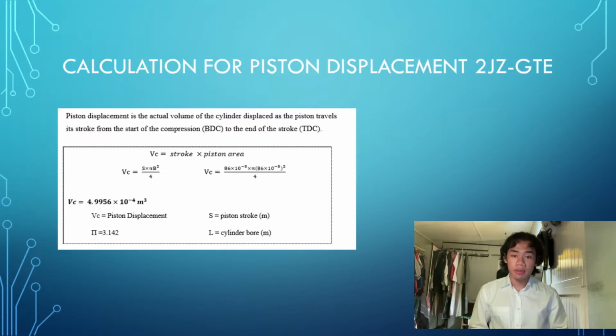The value of this displacement VC was obtained through the theoretical calculation as shown here. The VC is equal to the stroke times piston area, and we got 4.9956 times 10 to the negative 4 meter cube. Other than the stated values here, all are kept constant and some are modified automatically by Microsoft Excel due to the formulas embedded in this file to form the PV diagram graph.